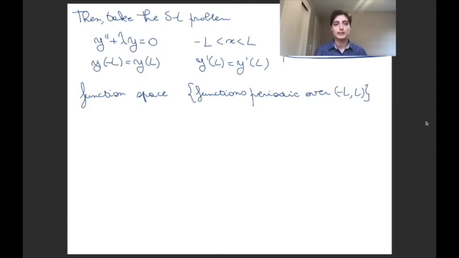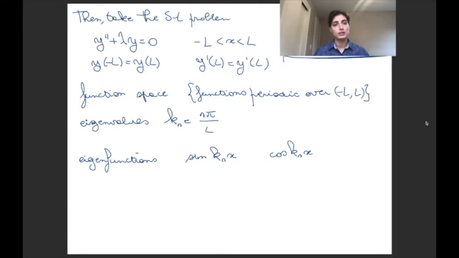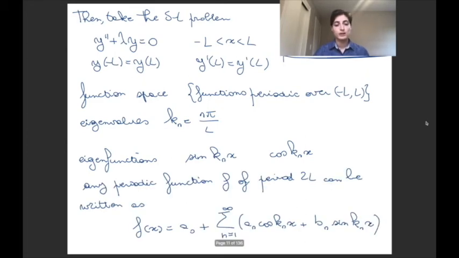That is this y double prime plus lambda y equals 0. We introduce the periodic Sturm-Liouville problems that have periodic boundary conditions both on the value of the function and the value of the derivative. And in this new function space of periodic functions, we study this Sturm-Liouville problem finding eigenvalues that are some multiple of pi, n over L, and eigenfunctions that are sine and cosines. So we can now state that any periodic function of period 2L can be rewritten as this infinite sum.